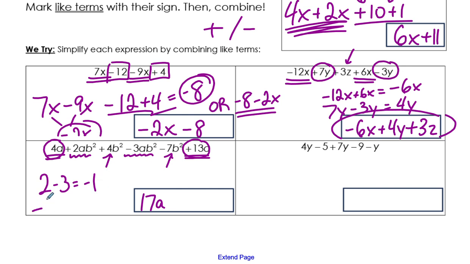Now, you could write this as negative 1ab squared, but usually, when it's a coefficient of 1, you don't actually rewrite that 1. You'll just write it as minus ab squared. If you happen to write it like this, I would never mark that wrong, but usually in multiple choice questions, you'll see it just written like this. And now the last one's 4b squared minus 7b squared. That is negative 3b squared.